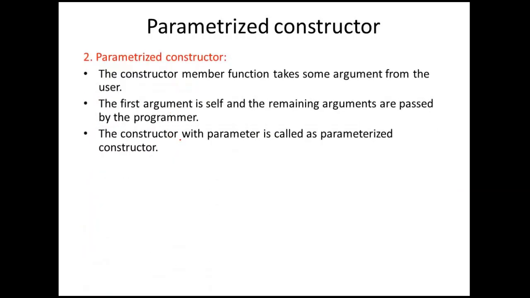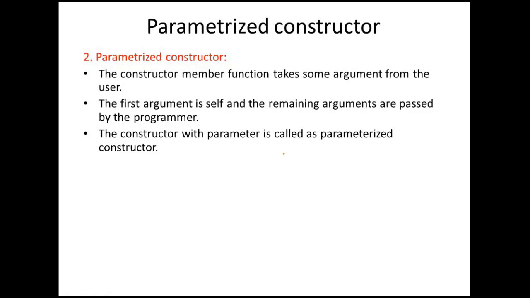Then the second type of constructor is the parameterized constructor. If your init method or constructor method takes any parameters or arguments, it is called a parameterized constructor. The constructor member function takes some arguments from the user. The first argument is self, and the remaining arguments are passed by the programmer. Just remember, very simple, only two types we have: one is default constructor, the second is parameterized constructor.